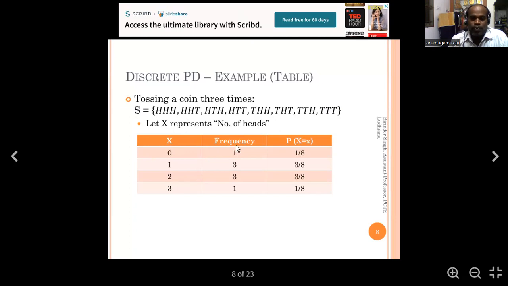Then we have to represent the frequency value for 0 heads, 1 head, 2 heads, and 3 heads. With this we can write the probability value for 0 heads. The resultant value is 1 by 8, because out of 8 cases, with no head we have only one possibility. In a similar way, the probability value for a single head is 3 by 8. Similarly, 2 heads is 3 by 8, and 3 heads is 1 by 8.